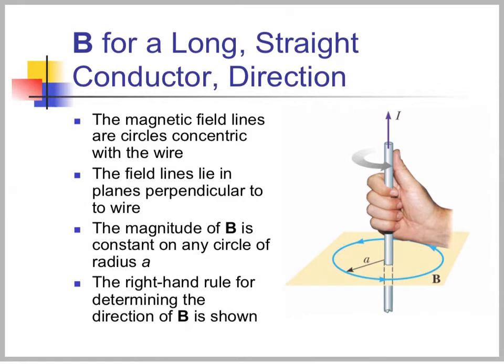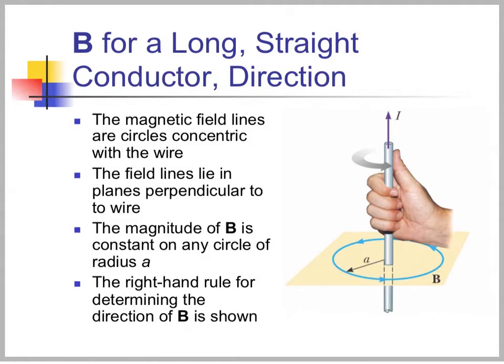So the field lines are concentric with the wire. They lie in planes perpendicular to the wire. The magnitude of the magnetic field is constant on any circle of radius a. And we can use the right-hand rule to determine which direction. If we put our thumb in the direction of the current, our fingers will curl around in the direction of the magnetic field.